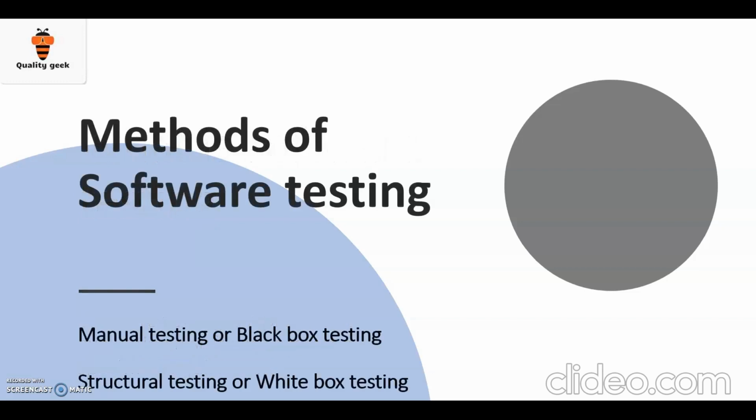So typically we have two different types of software testing. Like one is the manual testing, or also called as black box testing, and the other one is called the structural testing or white box testing. So there is one more way of testing which is also called as automation testing. Since we are restricting this video to manual testing, we are not including that into this topic.